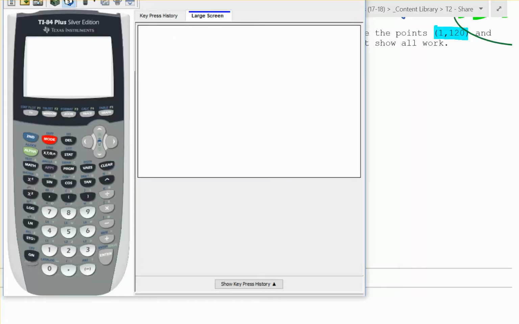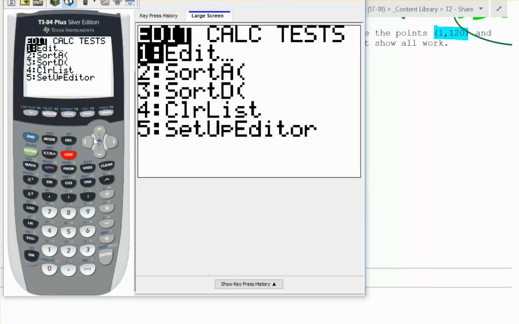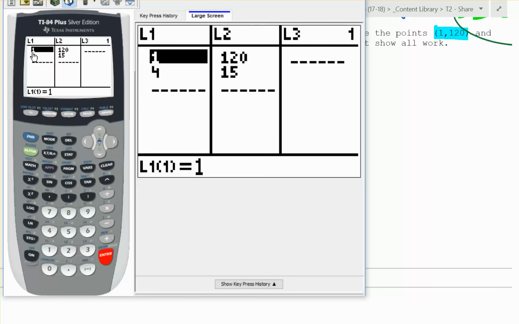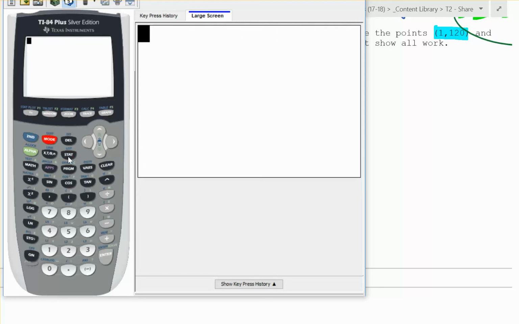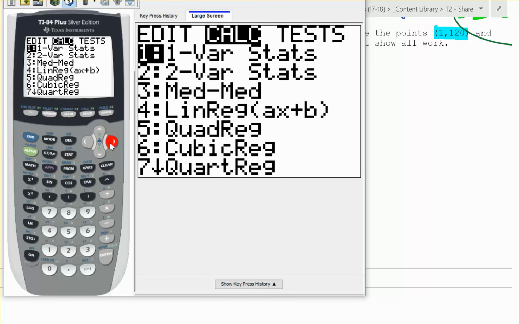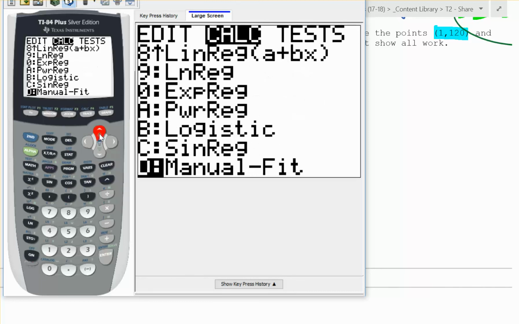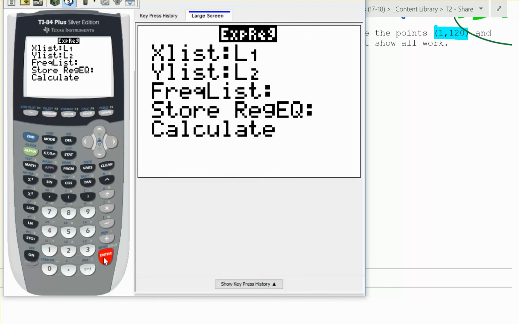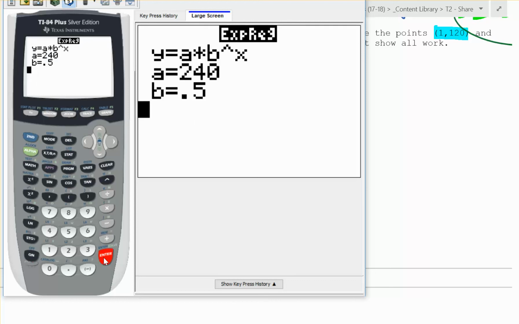If you go to your calculator and click on stat and then edit, you're going to put in the points, 1, 20, and 4, 15, and then go back to the main screen. Then you go stat, calc, and then you go down to 0. You should see, as you scroll down, expreg, that's exponential regression. Then you hit enter 4 times until it goes all the way down. Don't change anything. Look what it calculates for you.